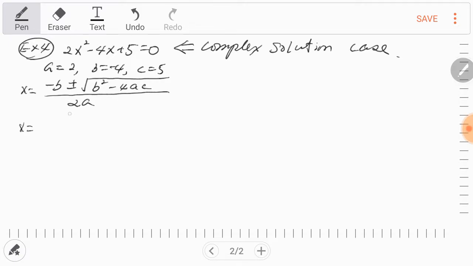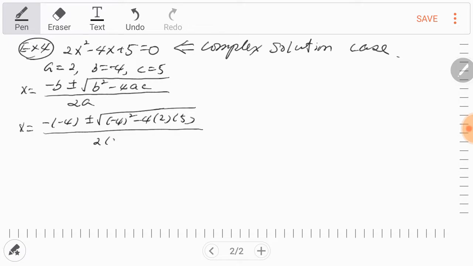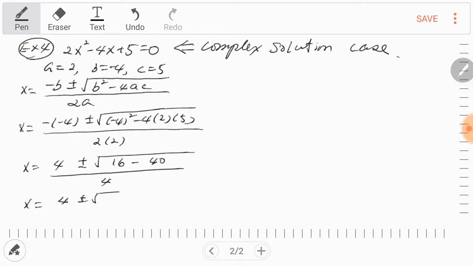So x equals what? Negative b is 4, plus or minus square root of b squared minus 4ac, over 2 times a. Then x equals 4 plus or minus square root of 16 minus 8 times 5, which is 40, over 4. Then x equals 4 plus or minus square root of negative 24, over 4.